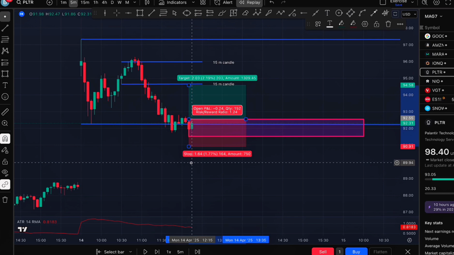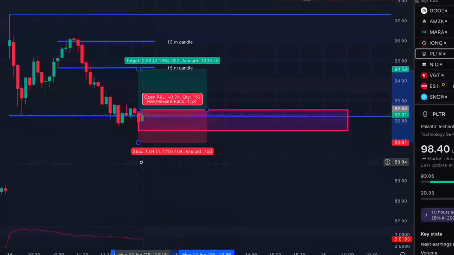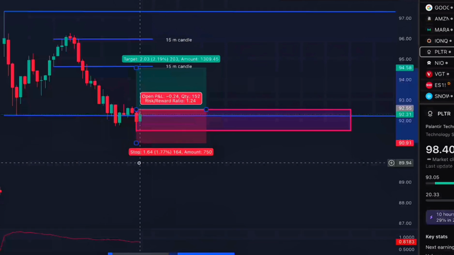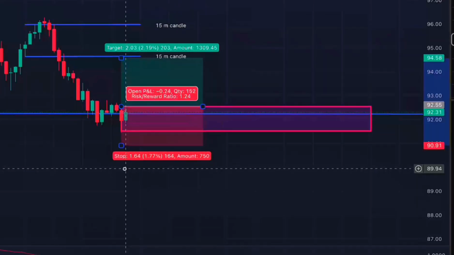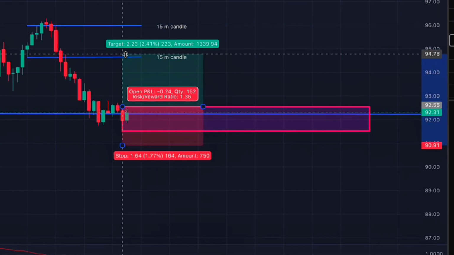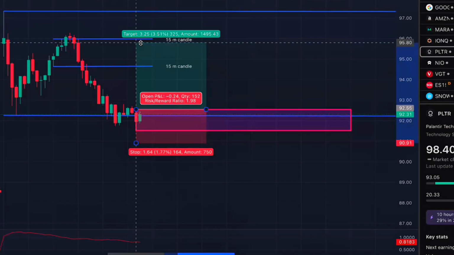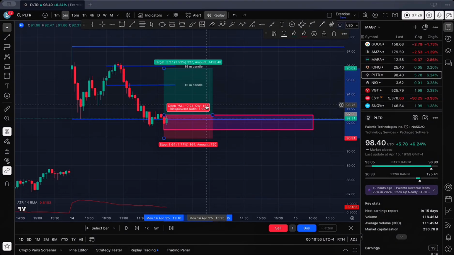That's what I am sacrificing in order to get what? Twice of that. So it's going to give me 3.28. I'm going to put this at 3.28. Or another thing that you can do is just to take the Fibonacci here.